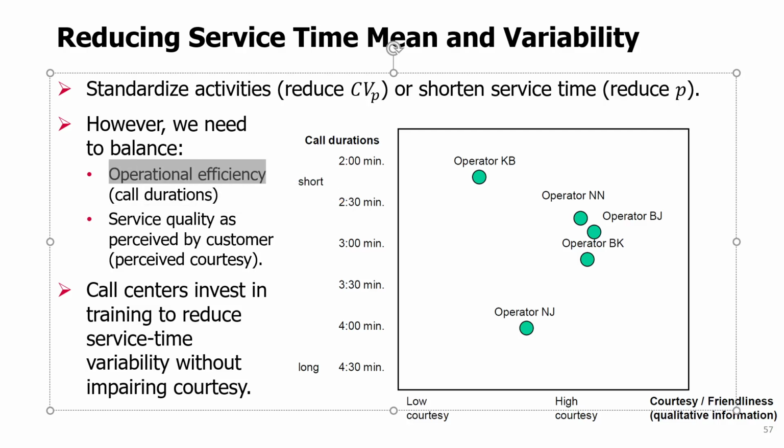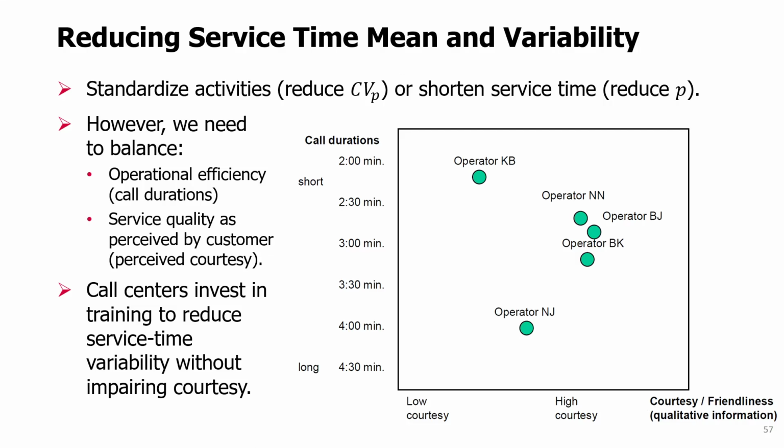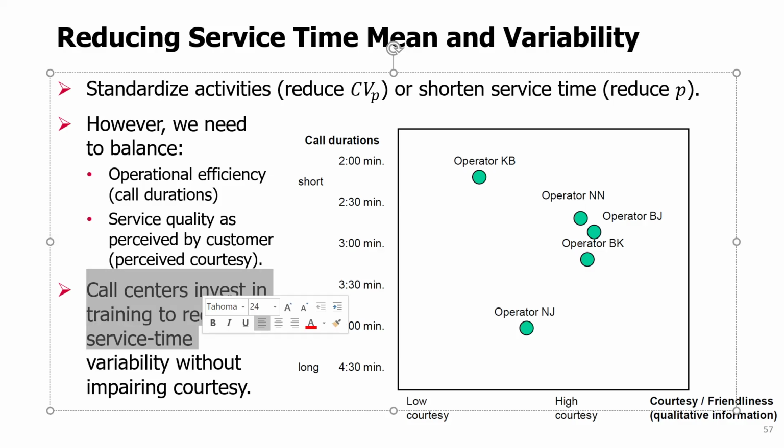When we try to improve operational efficiency and make the service time shorter, for example, reduce call durations, we might hurt quality as perceived by customers. For example, the customers may say the operators are not as friendly as they used to be, right? So call centers will actually invest a lot in training in order to reduce service time variability or even reduce service time as well, average, in order to reduce average waiting time, but without impairing courtesy.